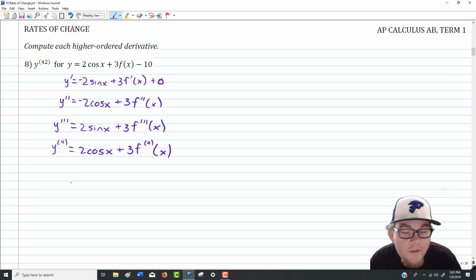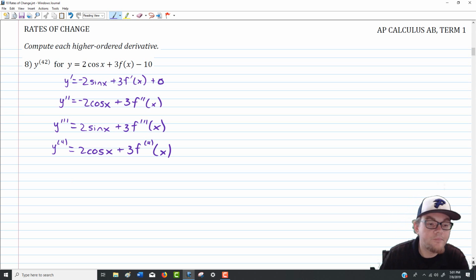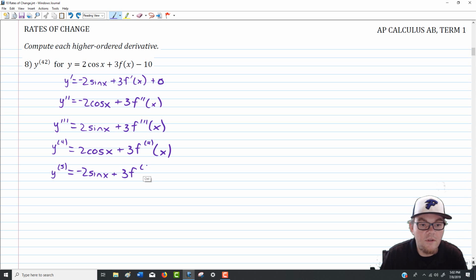Now, one way to do this problem is to simply continue doing every single derivative up to the 42nd one. But I'd like to think that we could instead find a pattern here and start to work through it. Before I get there, I am going to do one more derivative just to illustrate my point. Derivative of cosine is negative sine, so that means we get negative 2 sine of x plus 3f to the 5th order derivative of x.